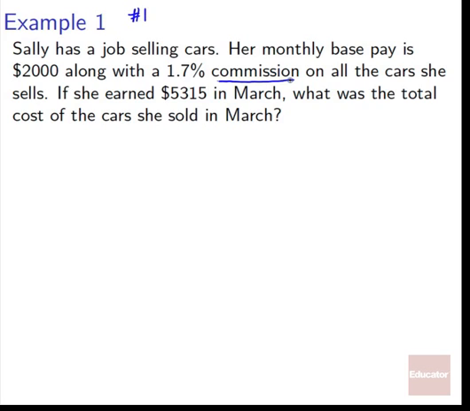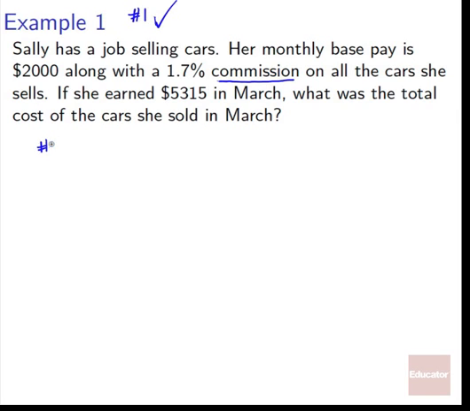Cool. If she earns $5,315 in March, what was the total cost of the car she sold in March? Oh, so we have a piece of information about March. We're looking to know about how much cost of that. So we're looking for a connection between how we know her money breaks down and what the cost of those cars must have been. All right. So number one, check. We understand what it's about.